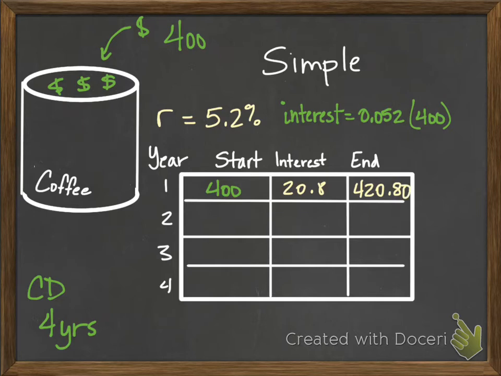So my end value becomes my new start value for the next year: 420.8. Because this is simple interest, I get the same amount of interest every single year. It doesn't change. So this is going to be the same all the way down.